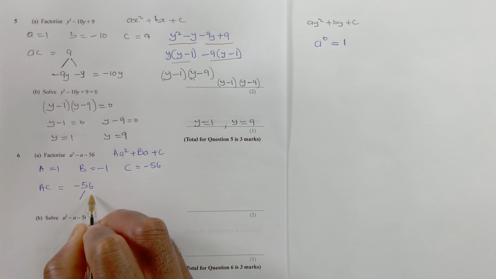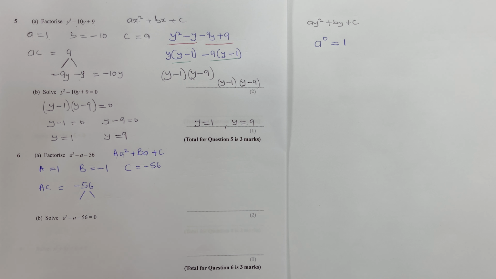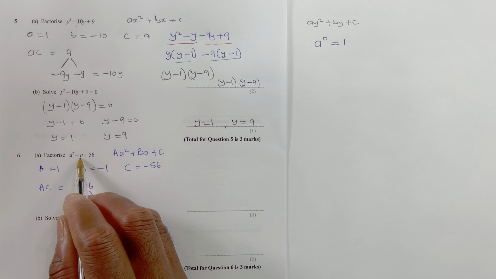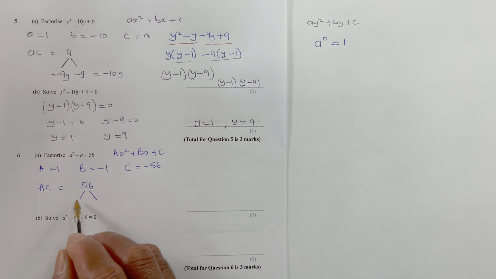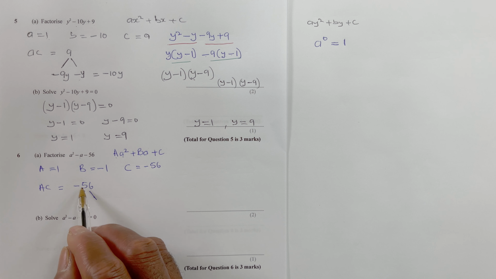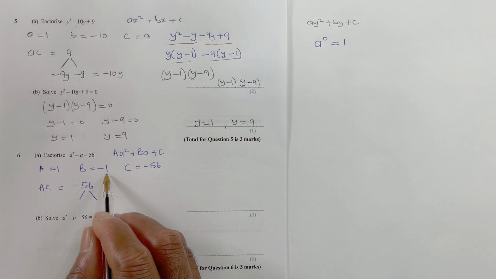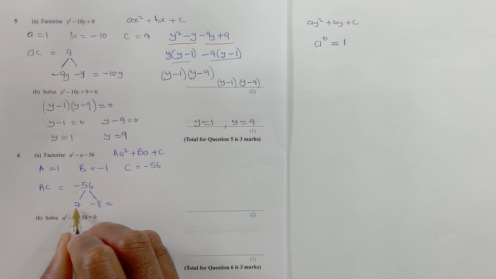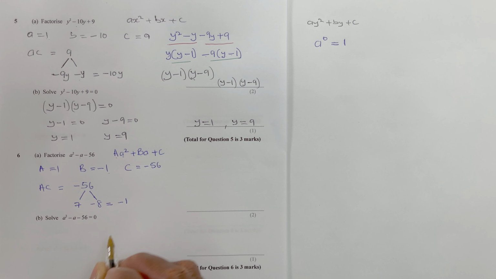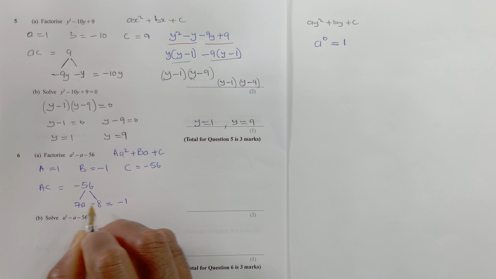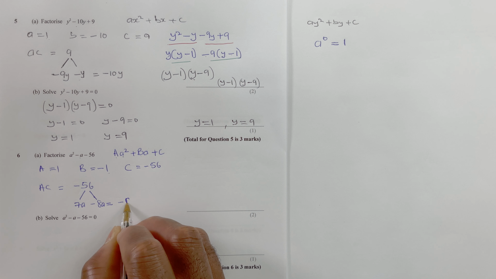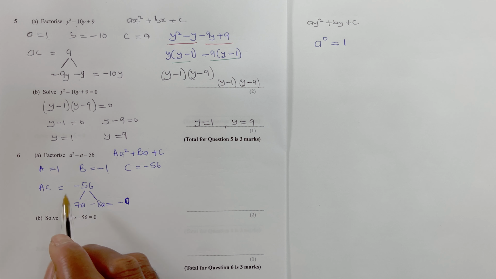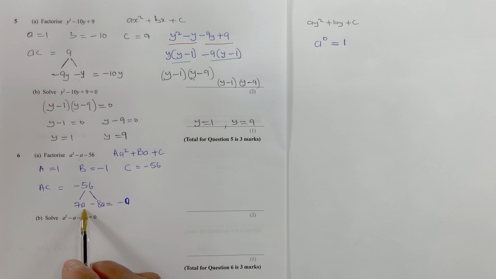I need to find two numbers I can multiply together to get minus 56, and when I add them together, I get minus 1. So their product will be minus 56, and their sum will be minus 1. So I can say 7 and minus 8, because 7 minus 8 is minus 1. Minus 1 times A is minus A. I can replace minus A with 7A minus 8A.